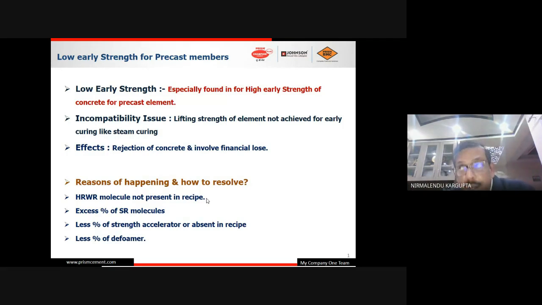I will not take the name because it is confidential. There is some accelerator which accelerates the setting time, and there is some accelerator which accelerates the strength. Less percentage of defoamer, that is low in it. Okay.